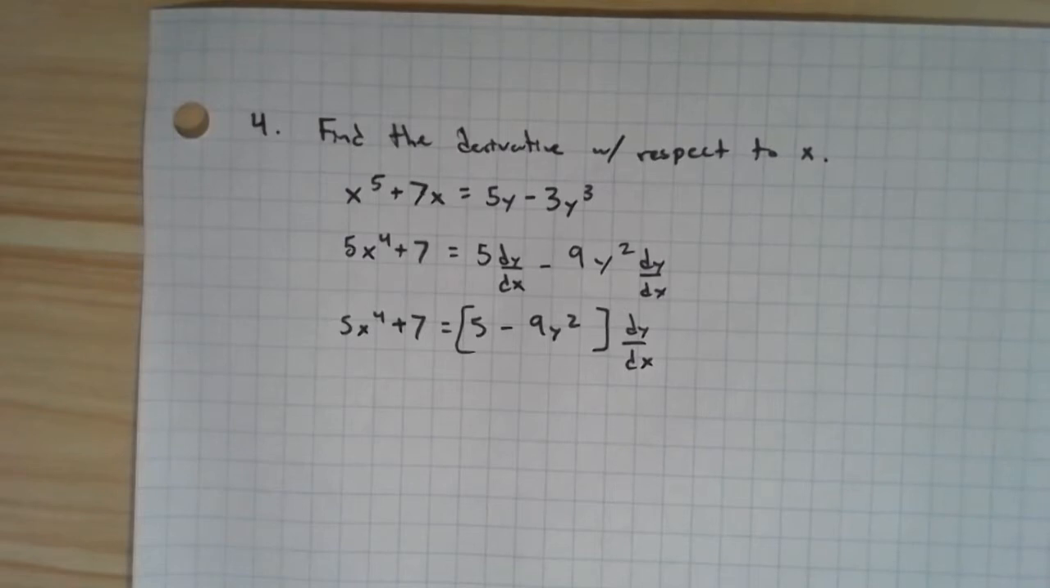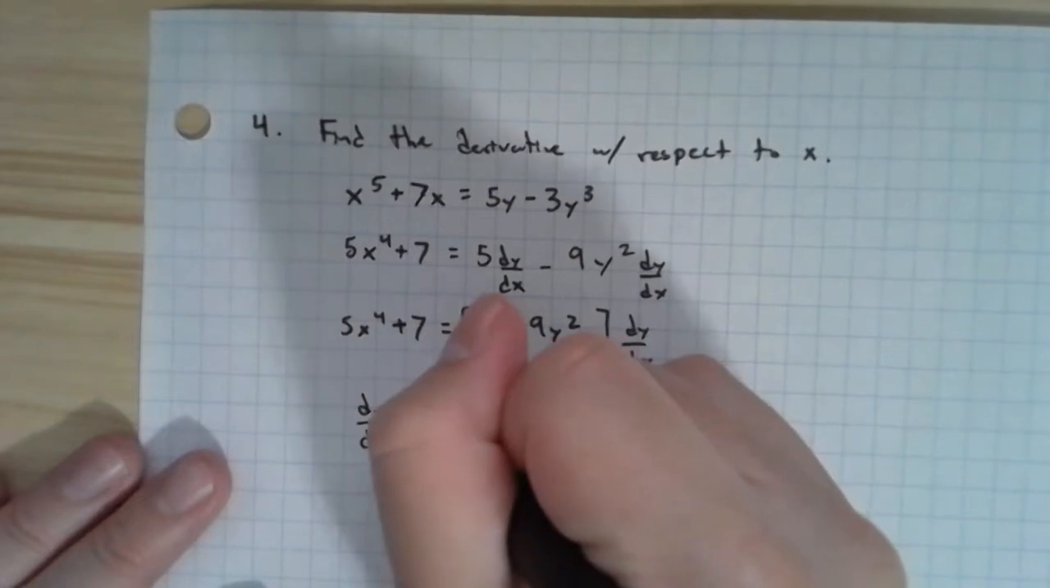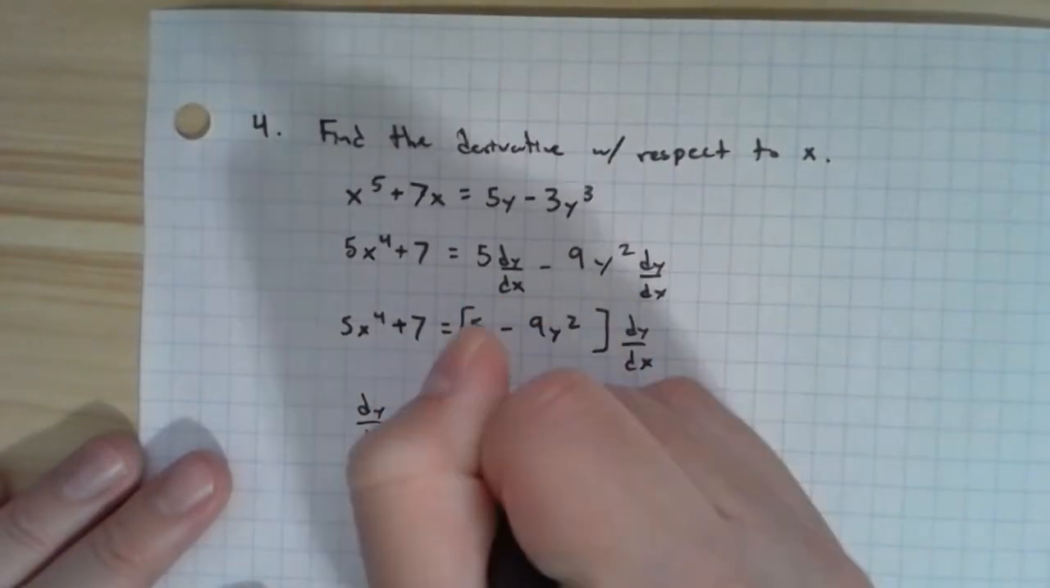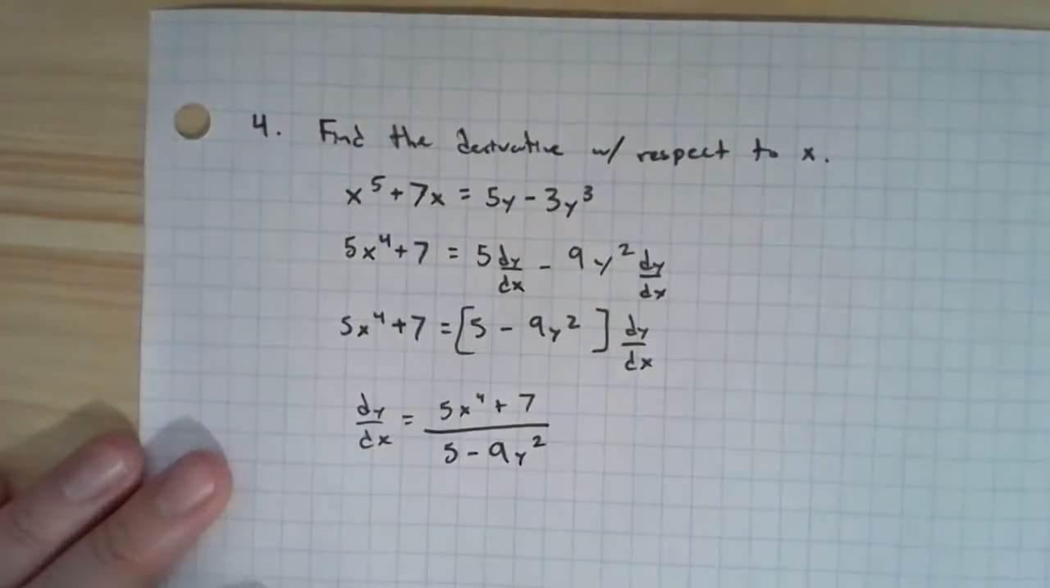And so then divide both sides by 5 minus 9y squared. I'm going to write the dy dx first, just a notation thing. But then that'll be 5x to the 4th plus 7 over 5 minus 9y squared.